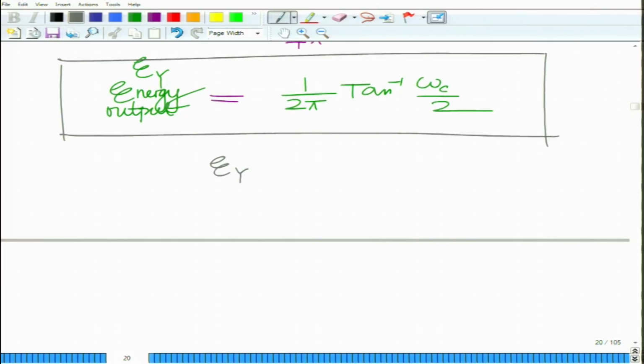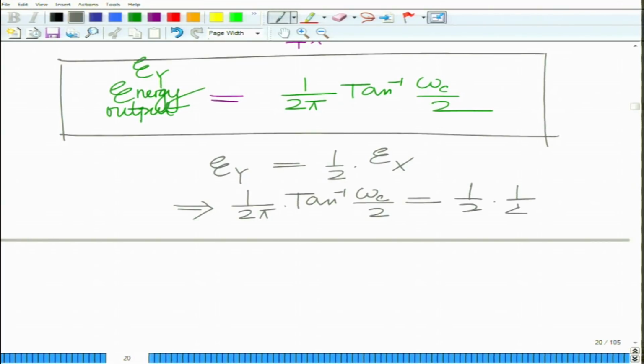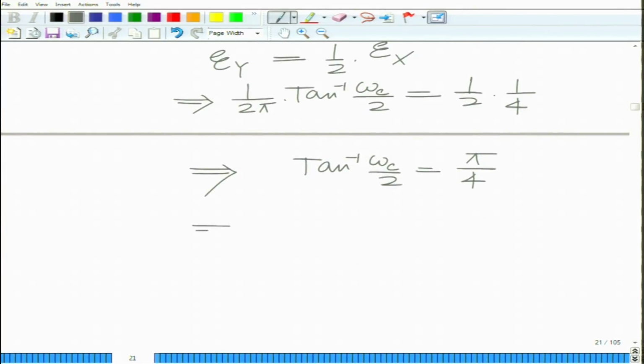Okay. And now, all we have to do is basically equate this to half of the input. So, we know that we want to design the filter with a cutoff frequency omega c such that the output energy is basically half of the input energy, and the input energy is 1 over 4. So, half of the input energy is 1 over 8. So, basically what we have is E Y equals half of E x, which is input energy, which means 1 over 2 pi tan inverse omega c over 2 is equal to half into 1 by 4, which implies tan inverse omega c by 2 equals pi by 4, which means omega c by 2 equals tan of pi by 4, which is 1, which means omega c equals 2 radians per second.